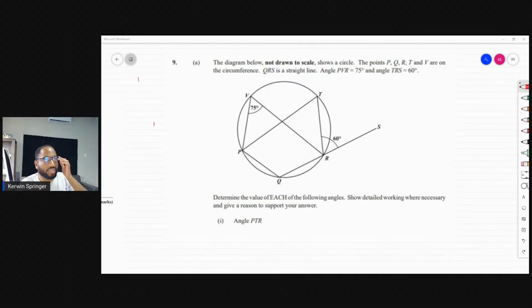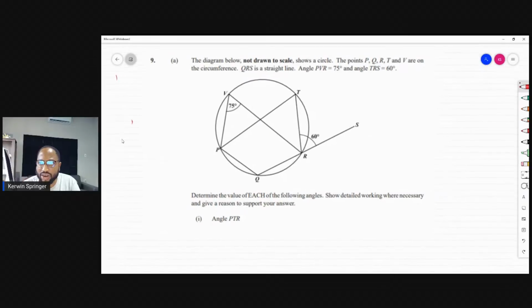All right, so the diagram below, not drawn to scale, shows a circle. The points P, Q, R, T, and V are on the circumference. QRS is a straight line. Angle PVR is equal to 75, and angle TRS is equal to 60. Determine the value of each of the angles. So tell me how you're going to find the value of angle PTR.